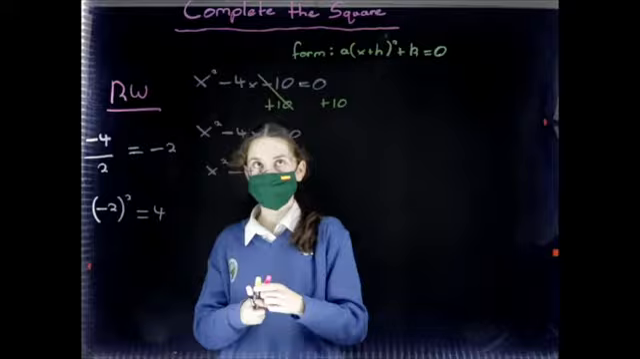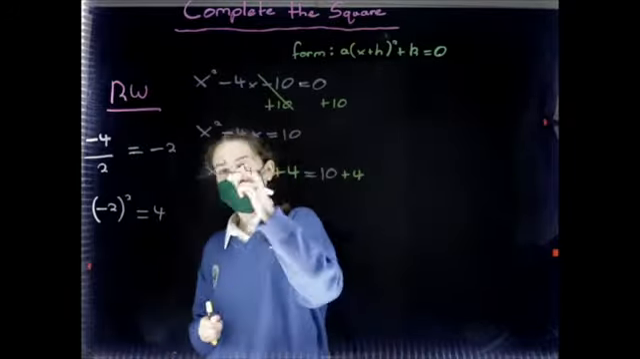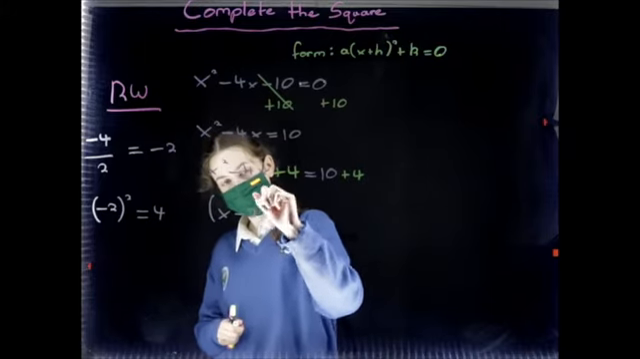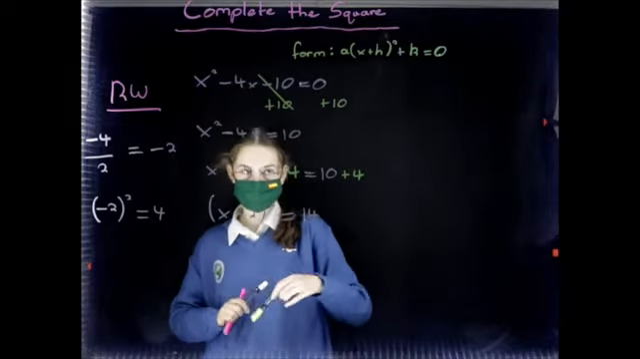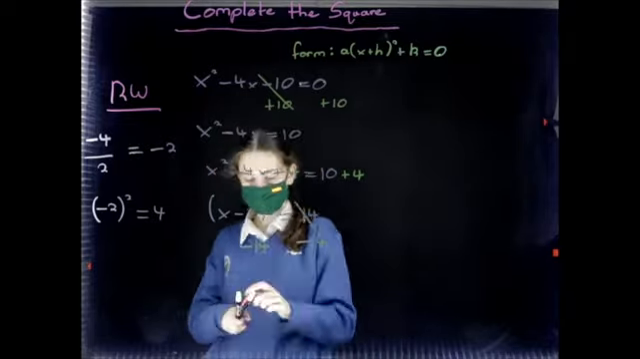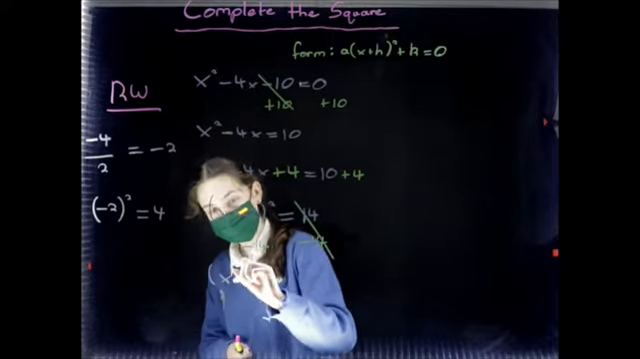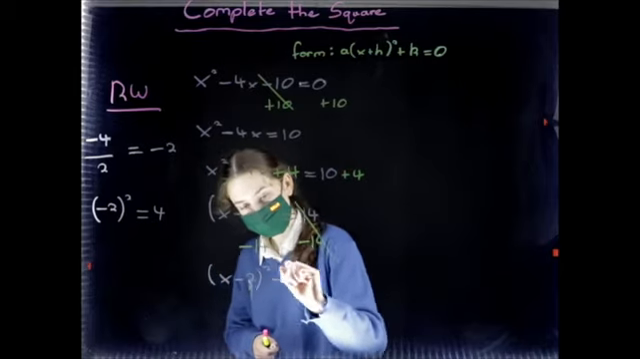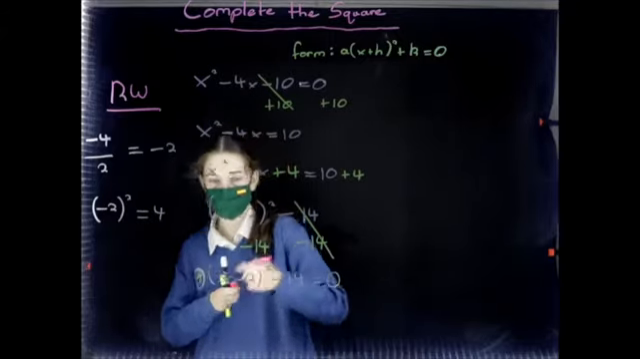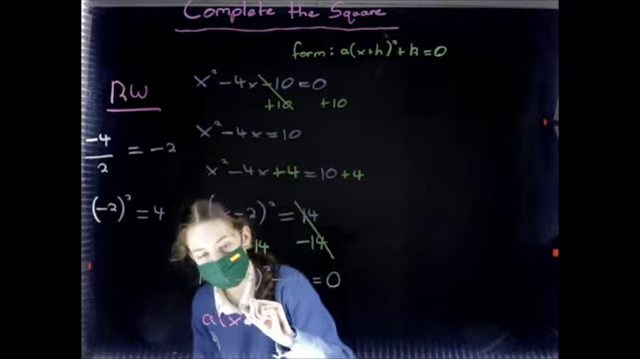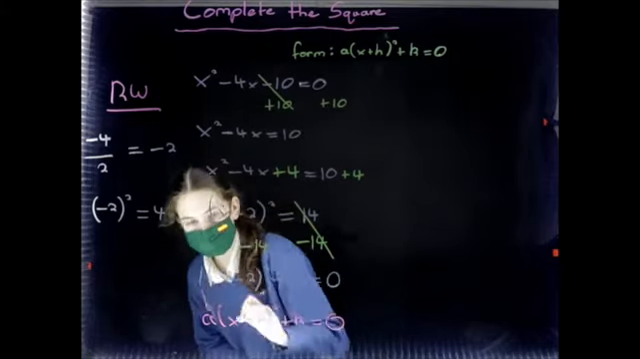We then add 4 to both sides, and then we can convert this into x minus 2 squared equals 14. We then move the constant back over by minusing 14. And we end up with x minus 2 squared minus 14 equals 0, which, as you can see, is in our form a bracket x plus h squared plus k equals 0.